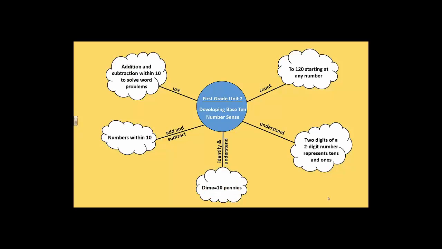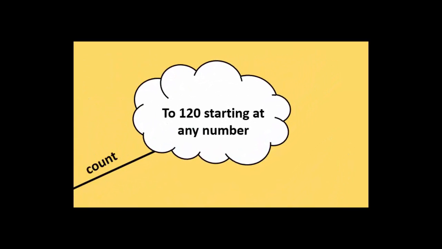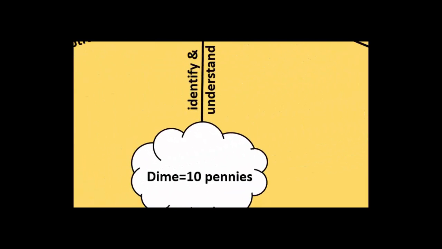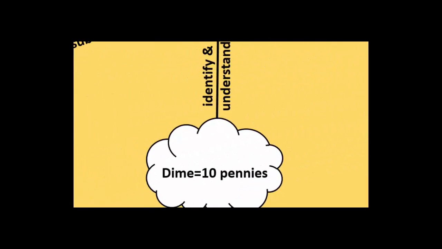The first areas we will look at in Unit 2 are counting to 120 starting at any number, understanding that the two digits of a two-digit number represent the tens and ones within that number, and the understanding that a dime is equal to 10 pennies.